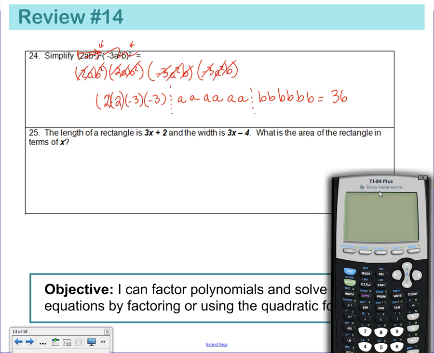And then let's count our a's. 1, 2, 3, 4, 5, 6. So this is a to the 6th power. Count our b's. 1, 2, 3, 4, 5, 6. This is b to the 6th power.